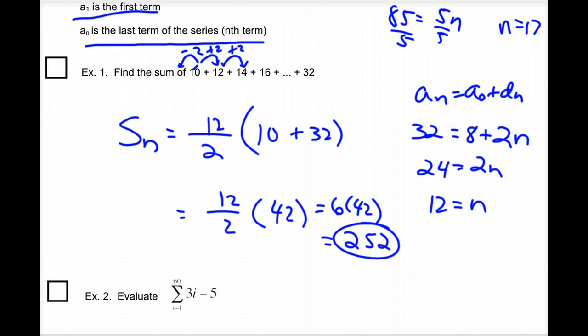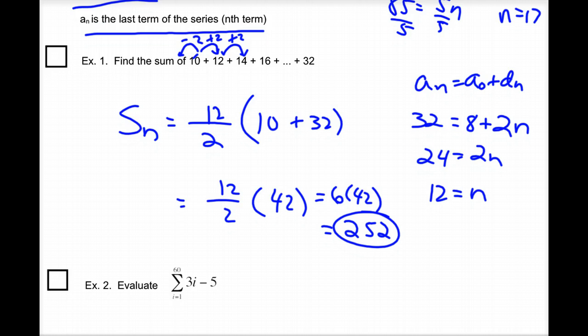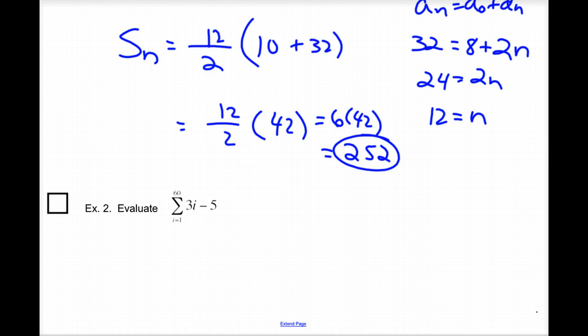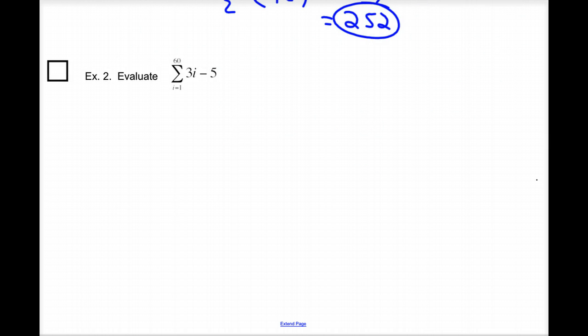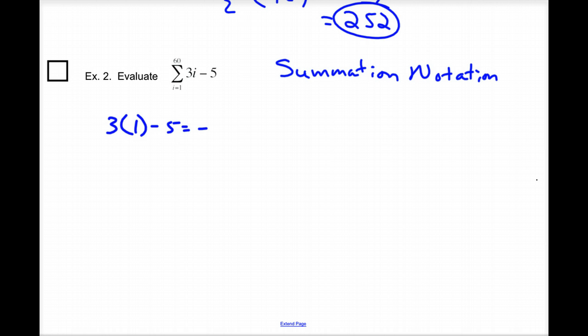We're going to continue to use that formula, but we're going to apply it to something that looks a little bit different, and this is called summation notation. This right here is called summation notation. What this means over here is we're going to take a 1 and we're going to plug it in, and that will get us -2. And this means we're going to take 1 and plug in all the way up to 60.